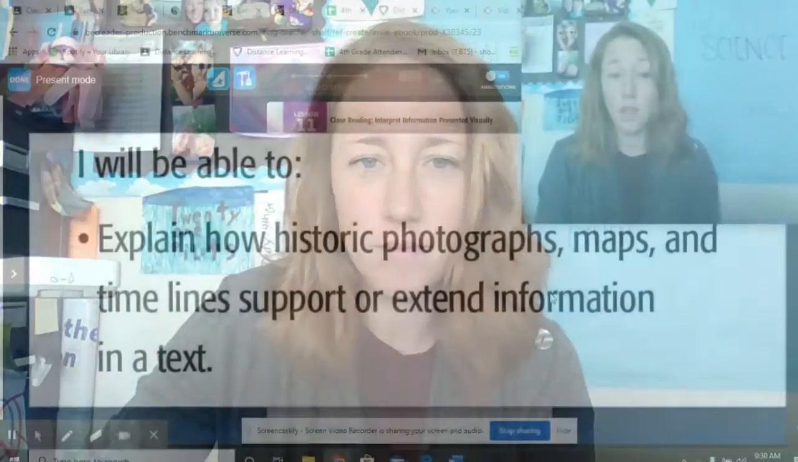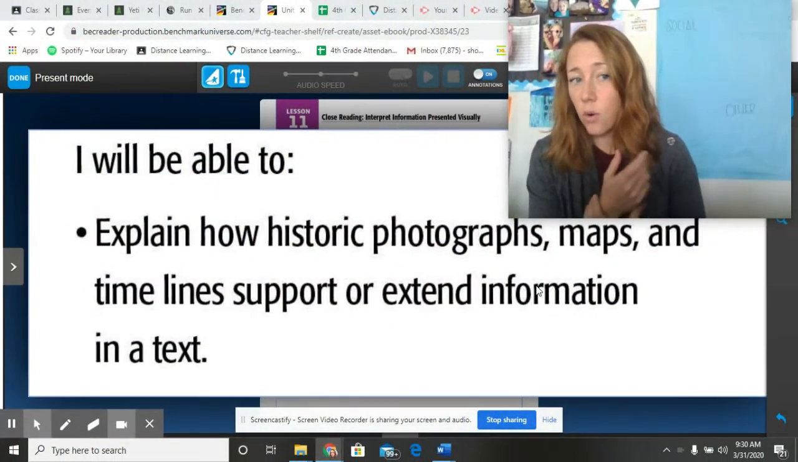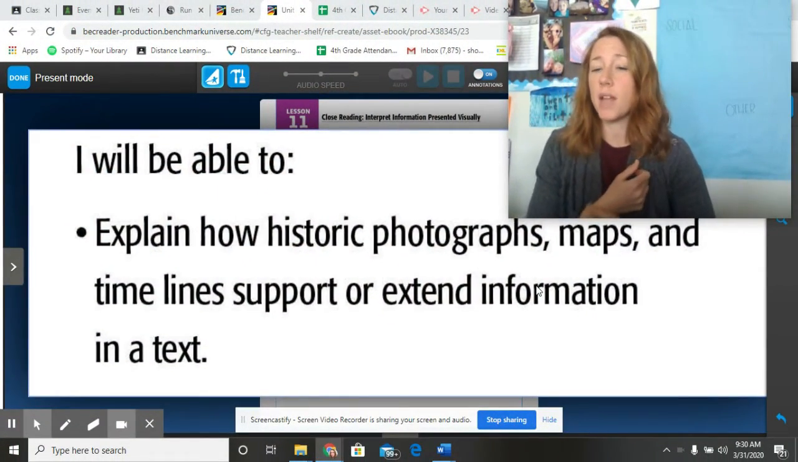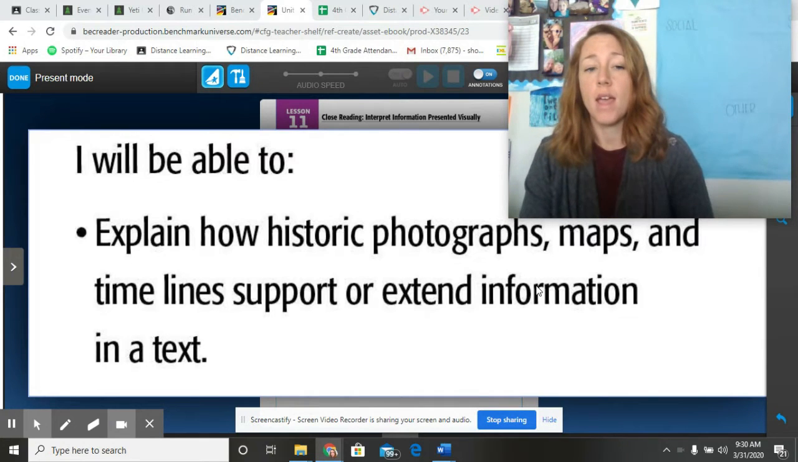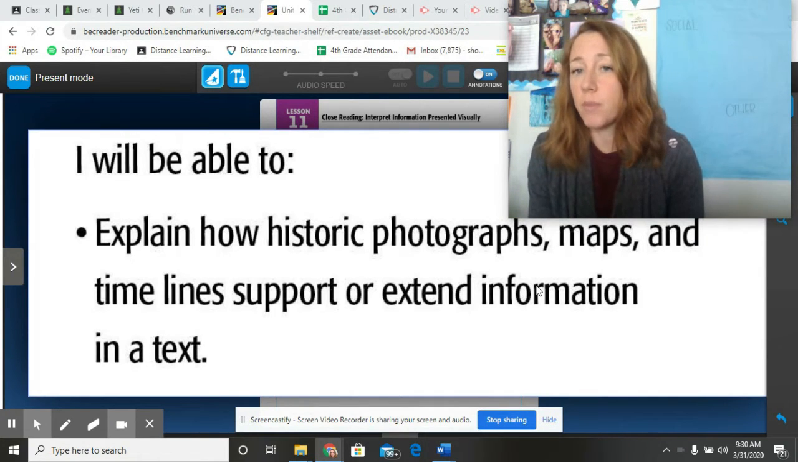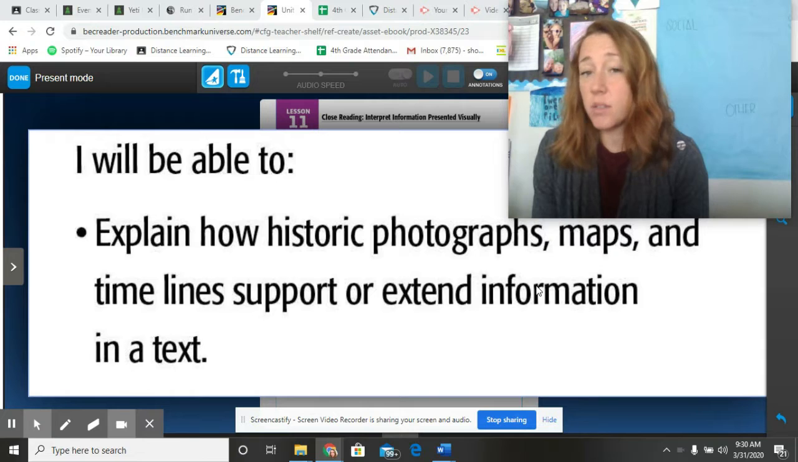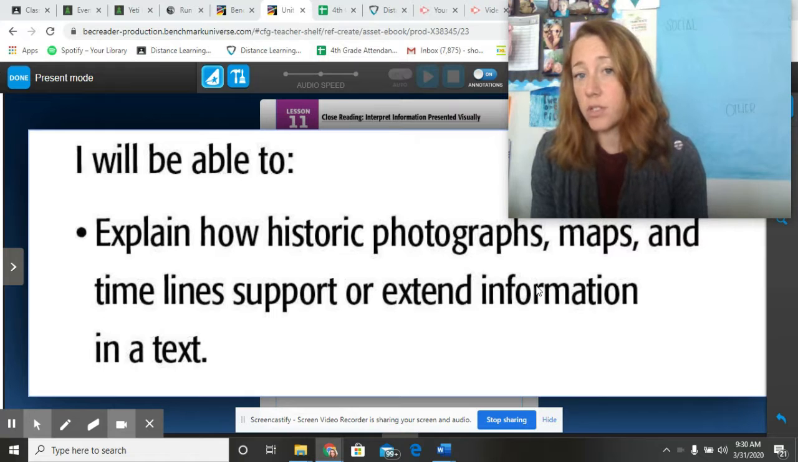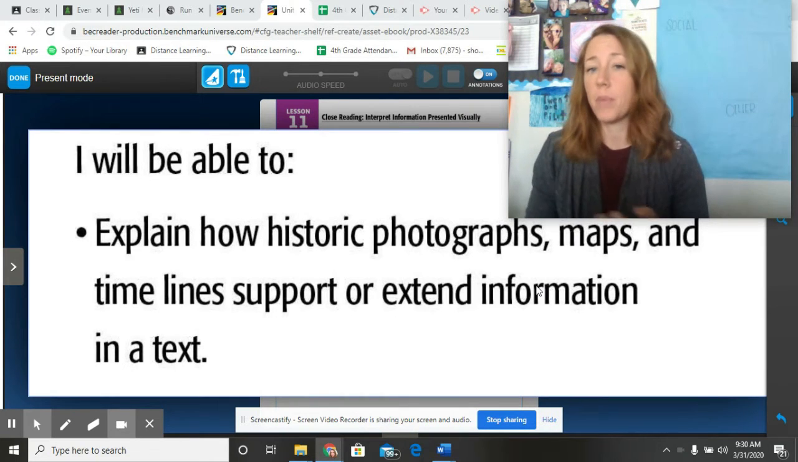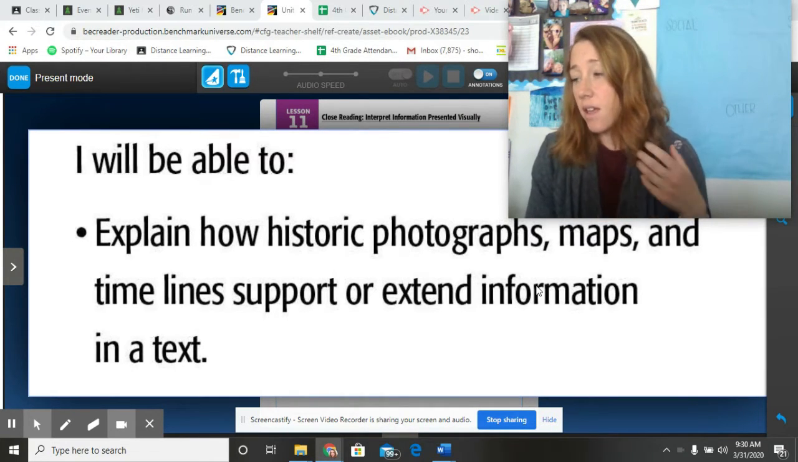Watch the rest of this for the rest of the lesson. So for lesson 11, our goal is to be able to explain how historic photographs, maps, and timelines support or extend information in a text. This is important because a lot of times the author gives us extra information that will help us have a better understanding of what we're reading through pictures, maps, timelines.